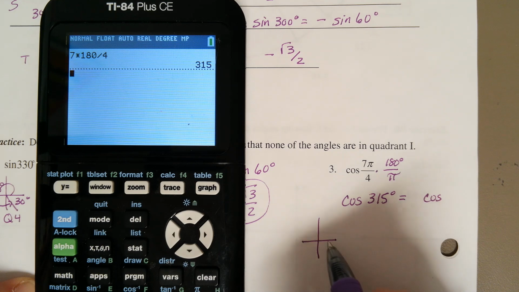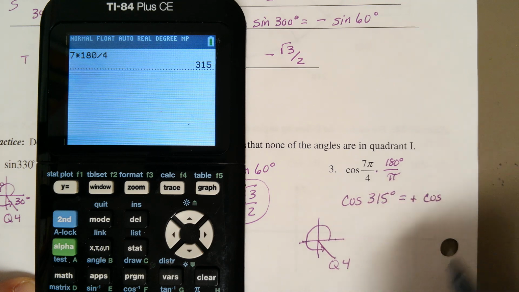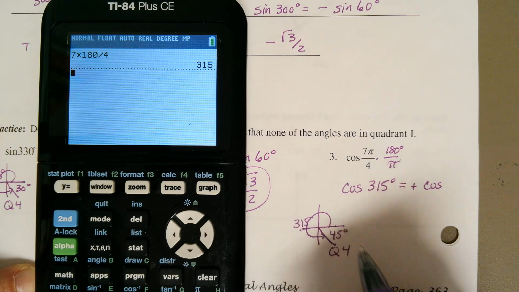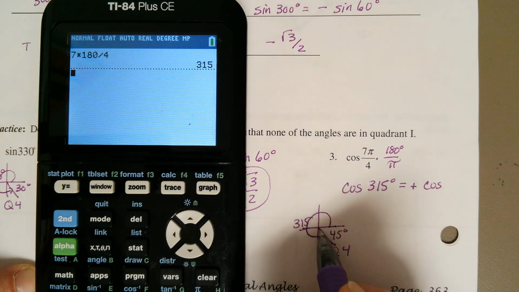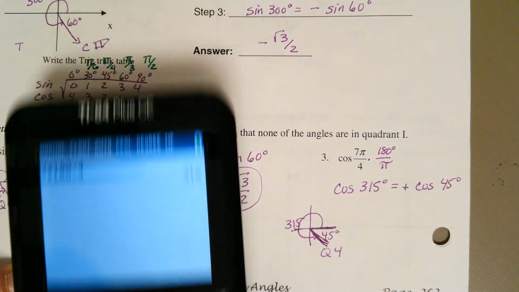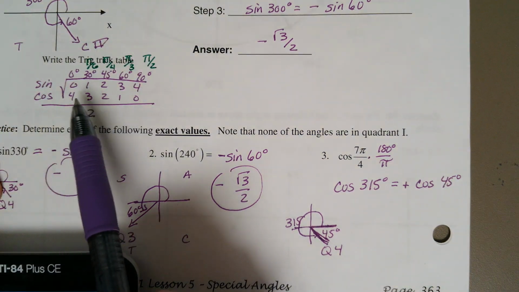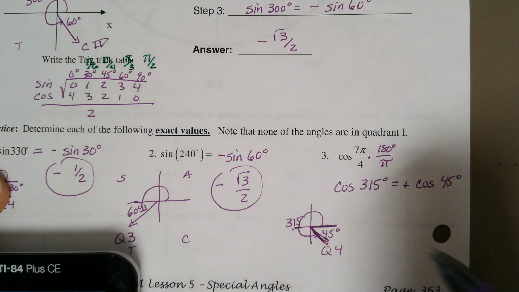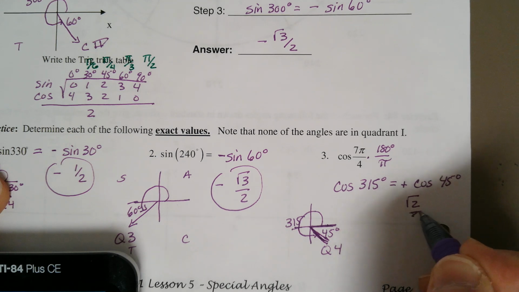cosine of our reference angle. The 315 degree angle ends up in quadrant 4. Cosine is positive in quadrant 4, and the reference angle is 45 degrees. Right? It's always formed with the terminal side and the portion of the x-axis. So it's equal to positive cosine of 45 degrees. Go to the trig table. Cosine of 45 is square root of 2 over 2. Square root of 2 over 2.